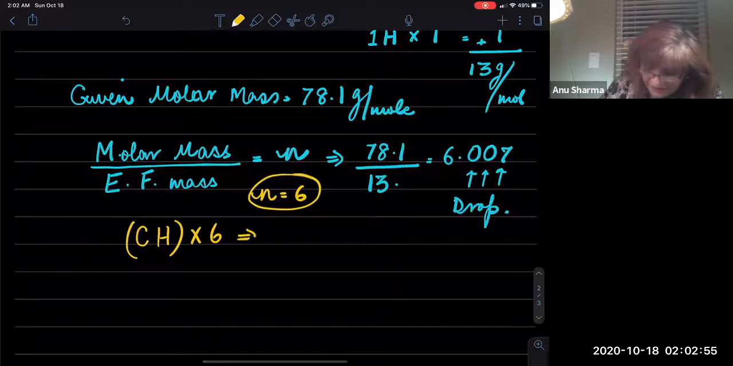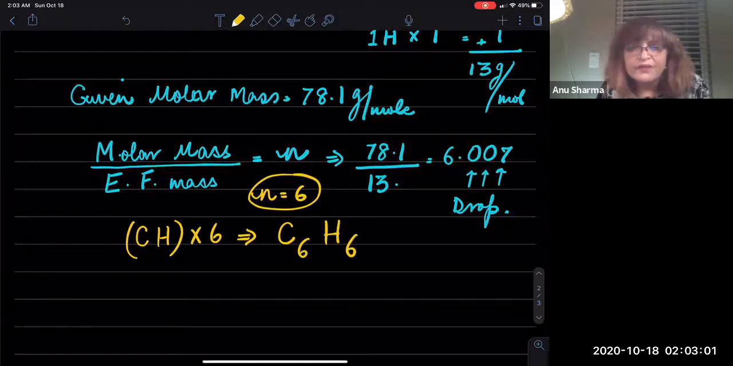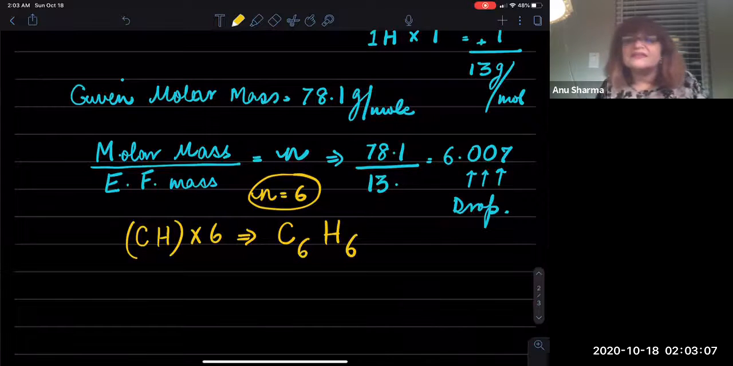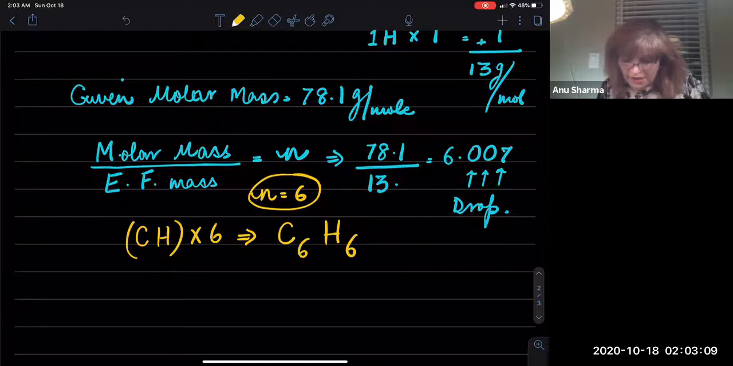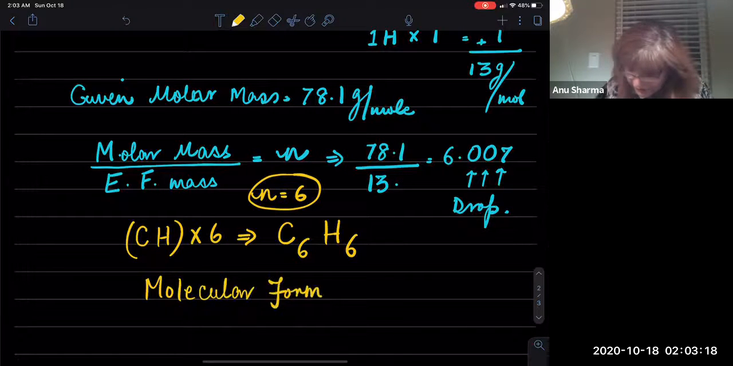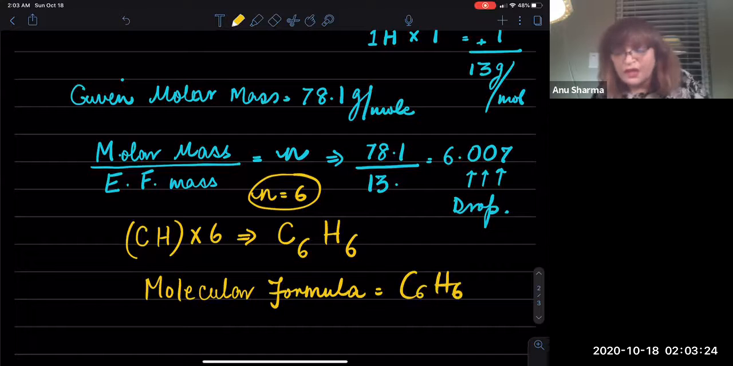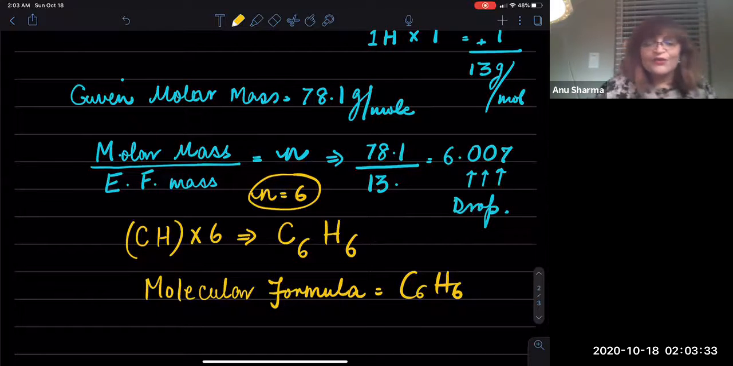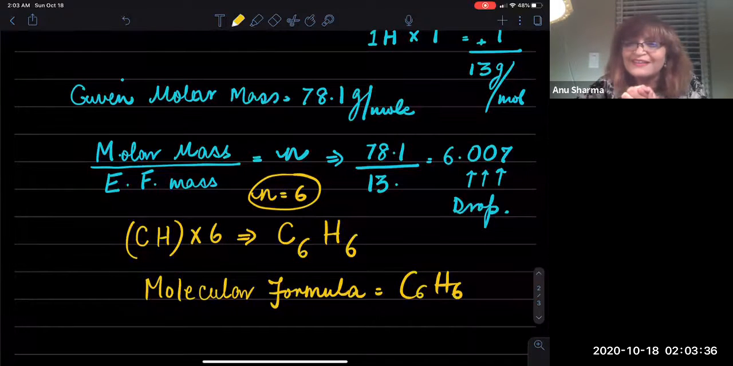And that means that it is C6H6. The molar mass of C6H6 is going to match 78. That is how you calculate your molecular formula. The molecular formula of this compound is C6H6. So even though the question may not ask you to calculate the empirical formula, you still need to do it. You can't just get the molecular formula right away. All right, I hope this was helpful and thank you for watching. Bye-bye.